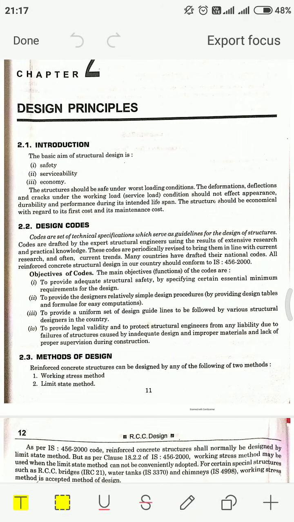Hello everyone. So let's start with the second chapter, design principles. First of all, we will discuss the introduction. The basic aim of structure design is safety, serviceability, and economy.